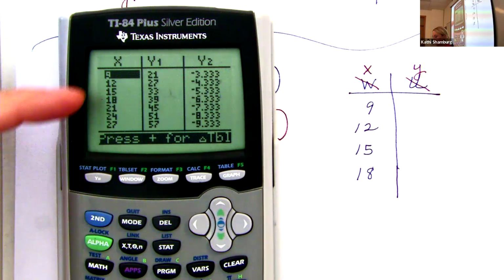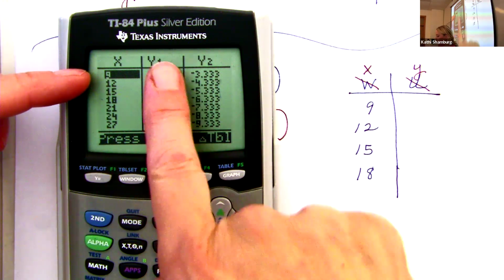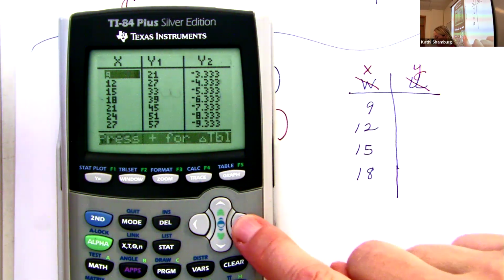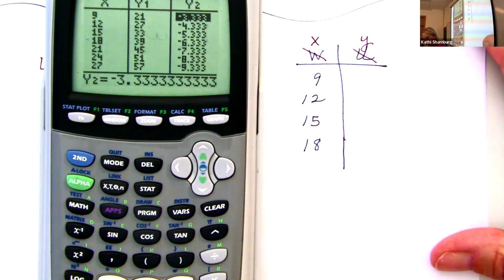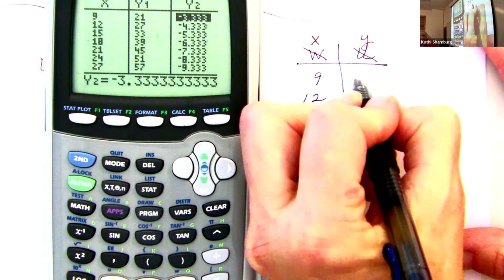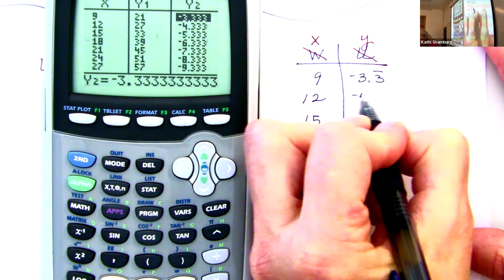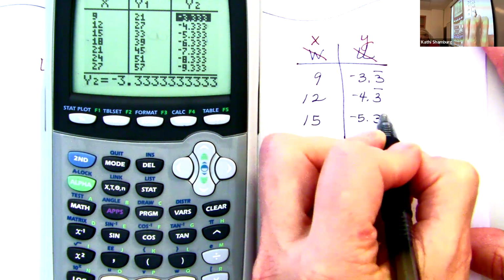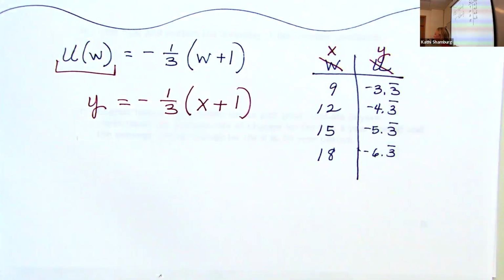Now, pay attention. It took away the starting at 0 that we did for the first equation, but that first equation is still in there. So I'm looking for, to complete my table, my second equation. So this would be -3.3 repeating, -4.3 repeating, -5.3 repeating, -6.3 repeating, and then depending on what you do, you'd fill that in. Okay.